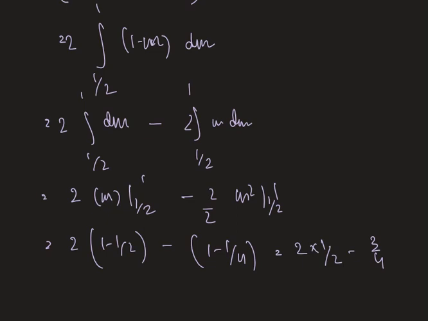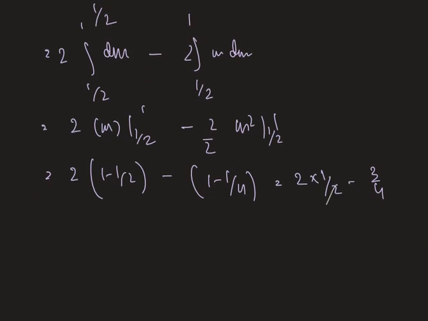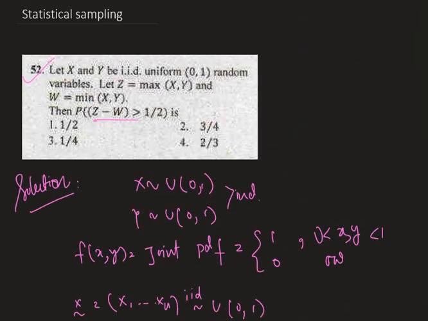So we get 1 minus 3 by 4, which is 1 by 4. Hence the right answer is option 3. So we have solved this problem, and that's all for today. Thank you very much.